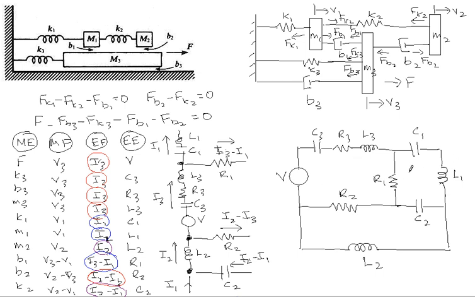Here we can see that the mesh current I1 flows through this loop, I2 for this loop, and finally I3 for this loop. Again, there are three meshes associated with three mechanical equations of motion.